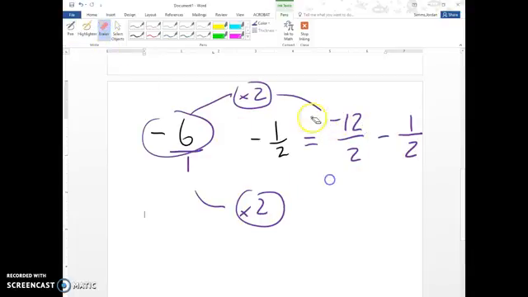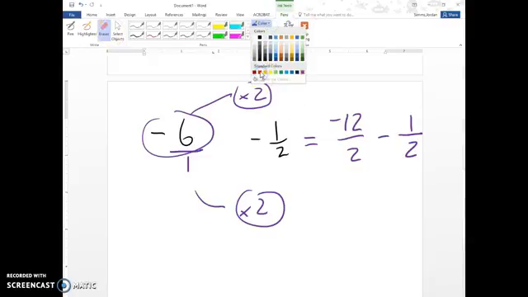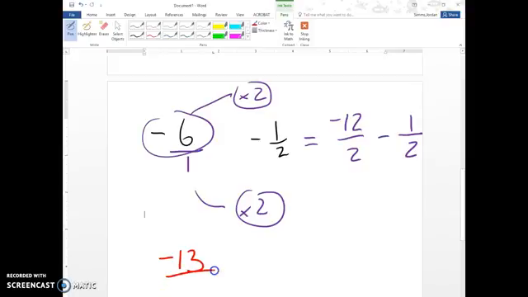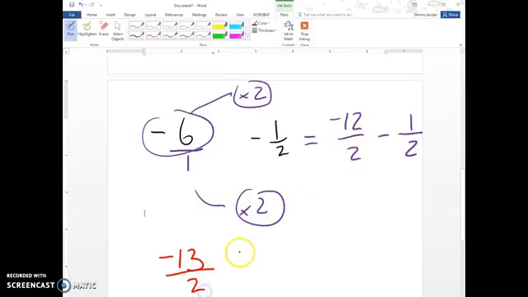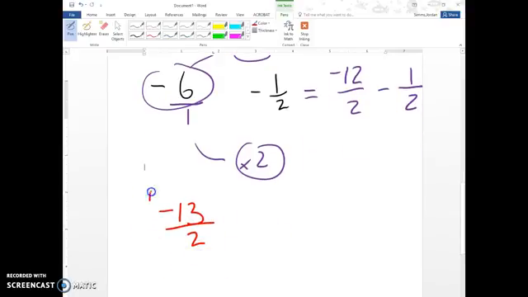Okay, again, I've made my equivalent fractions. And now we're going to add or subtract. In this case, we're subtracting. So I have negative 12 minus 1. That's going to be negative 13. And again, our denominator stays the same. And this is in lowest form already. There's no number I could divide both of these by, like 2 or anything like that, to reduce it.